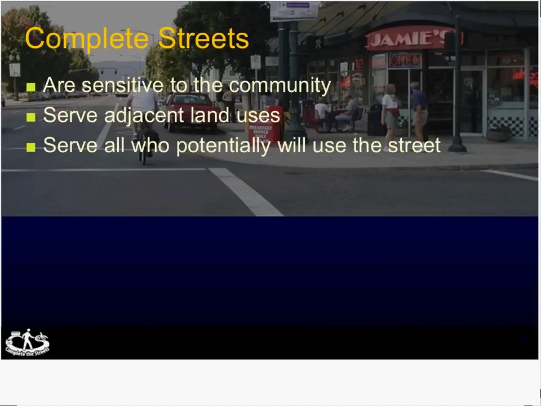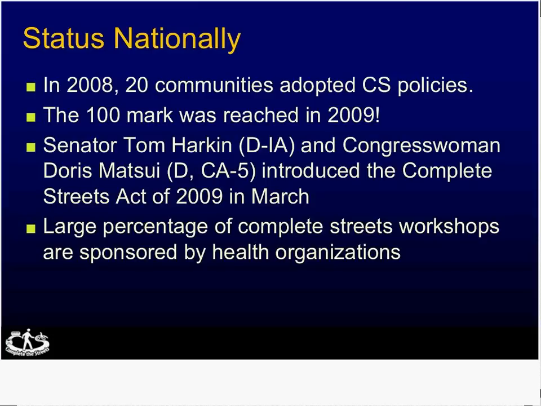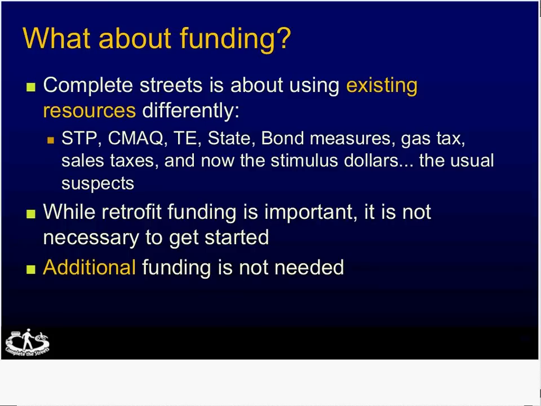So again, complete streets are sensitive to the community, they serve adjacent land uses, and they serve all who potentially will use that street. I won't get into much on what's happening with national policy, but I just want to mention that we have over 100 communities now that have adopted complete streets policies around the country. We have a federal bill that's also introduced last year. You can do research on that online. And a large percentage of Complete Streets workshops now are being sponsored by health organizations.